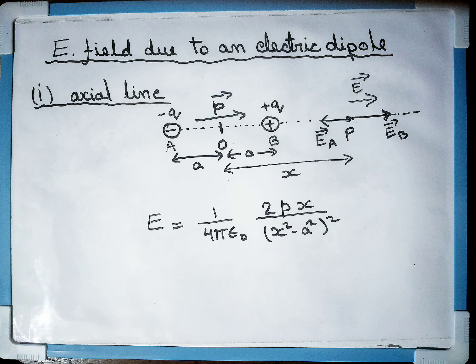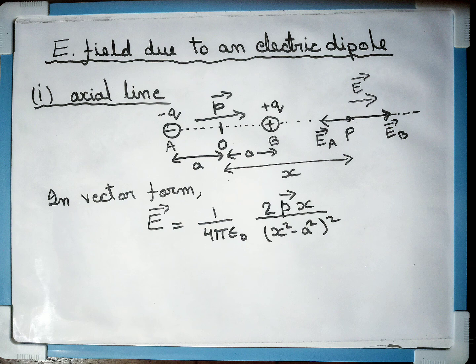So in vector form, your E vector is equal to 1 by 4 pi epsilon naught 2 P vector x divided by (x square minus a square) whole square. So since they are in the same direction, we have E vector in the same direction as the P vector. So this is the expression in vector form.